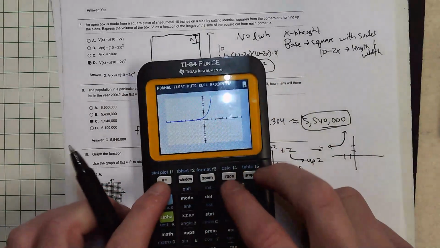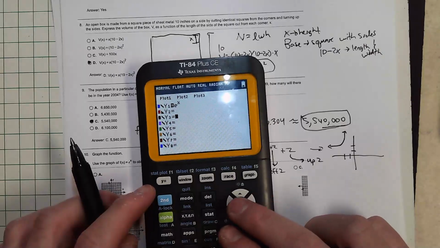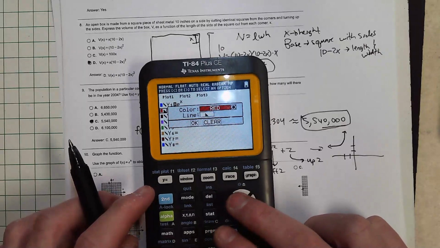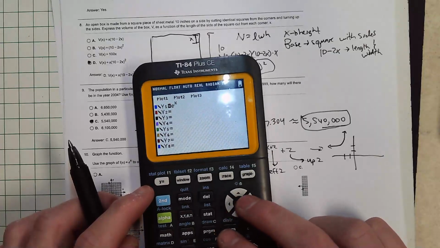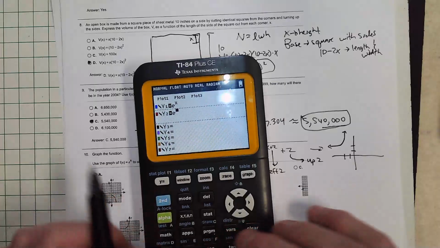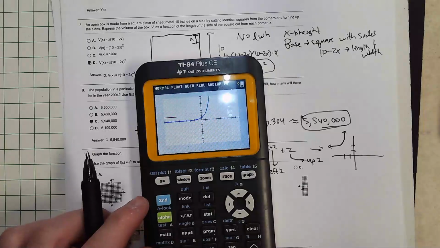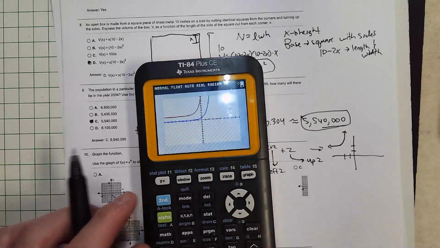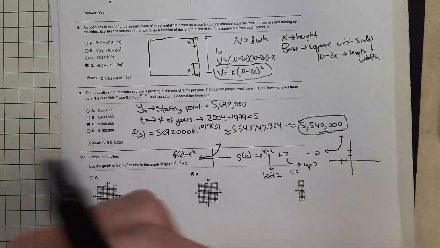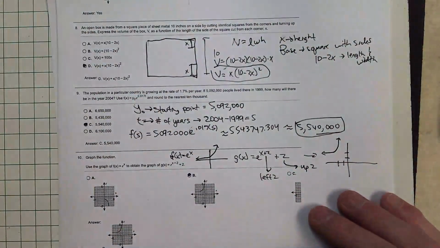Go to your calculator, go to y equals. Let me change this one. All right, so e to the x plus 2 is left 2 and up 2. So there you go. That's not very well done there. But all right, let's go to number 11.